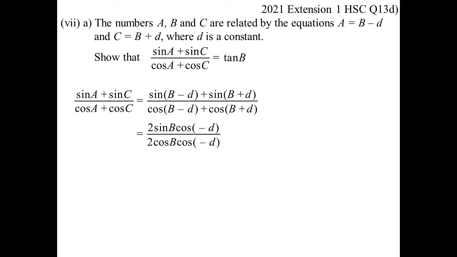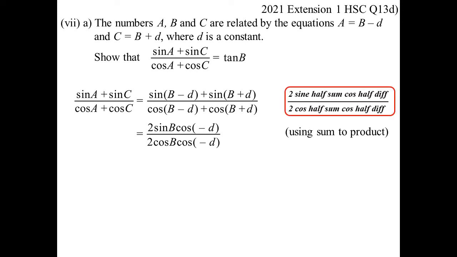So that's why a lot of people probably would have done the compound angles. But if you remember your sum to product, so sine, 2 sine, half sum, cos, half diff. And on the bottom, cos plus cos, 2 cos, half sum, cos, half diff. We've got cos minus 2d on top and bottom, so that'll just cancel. So we've ended up with sine on cos, which is tan.